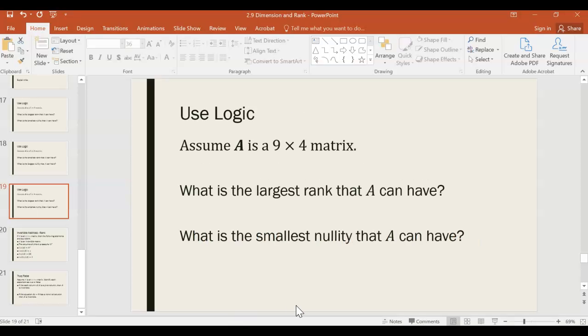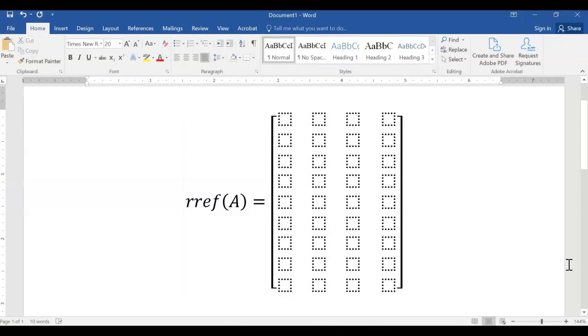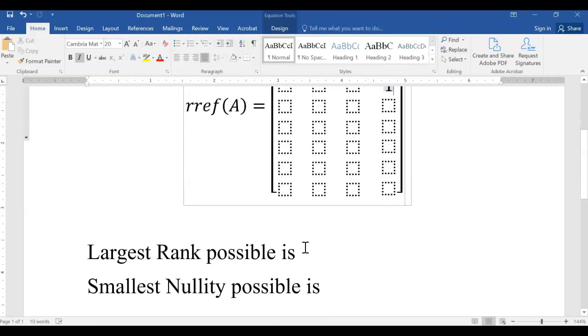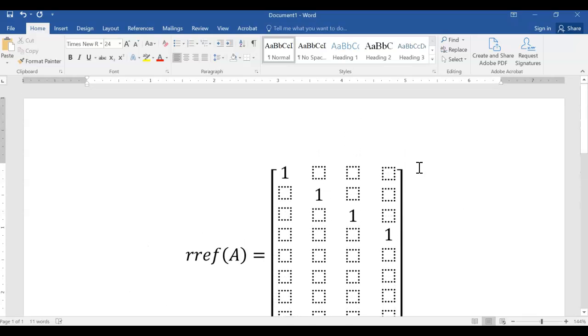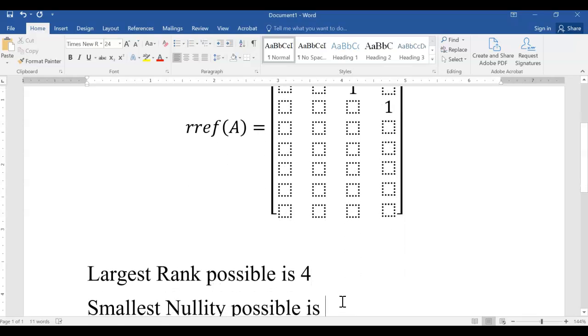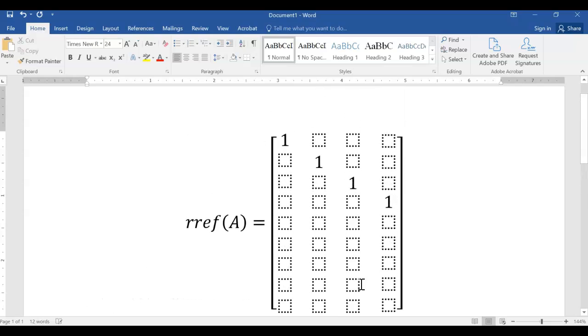All right, hopefully you went ahead and did that. Let me go through the solutions. If you think about a 9 by 4 matrix, we have many more rows than we do columns. So if we were going to try to maximize the number of pivot columns, it would be easy to do by just putting ones along the diagonal. We'd end up with 4 pivot columns, and that's as many as we can get. So the largest rank possible is in fact 4. How many free variables do we have in this situation? Well, none. So we could end up with 0 for our nullity.